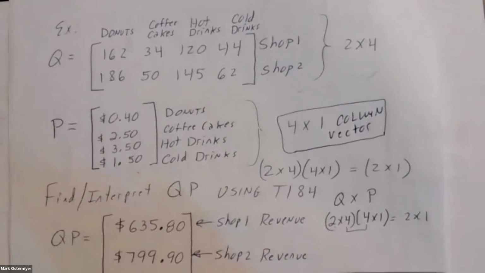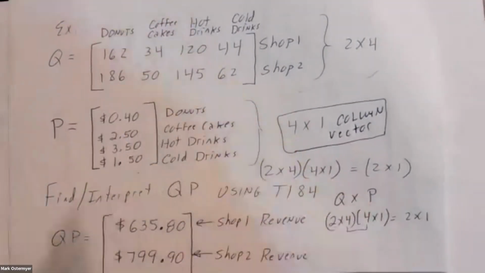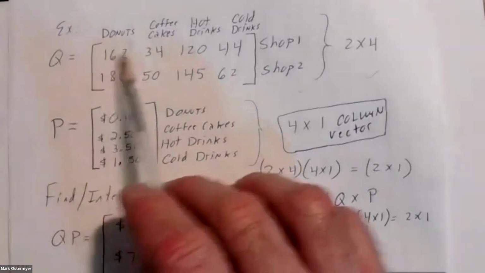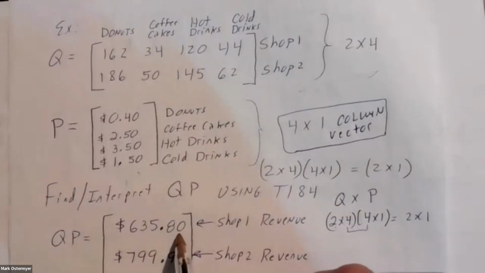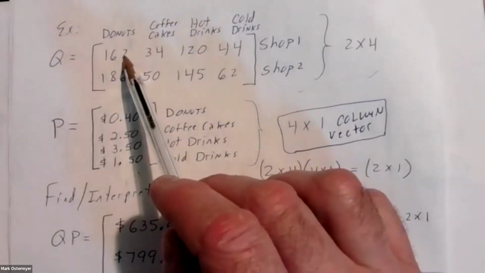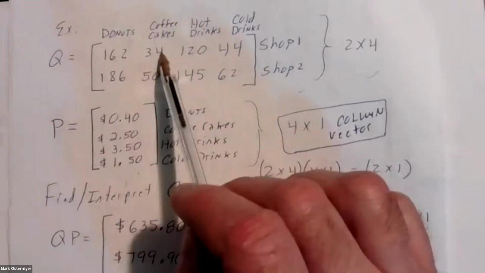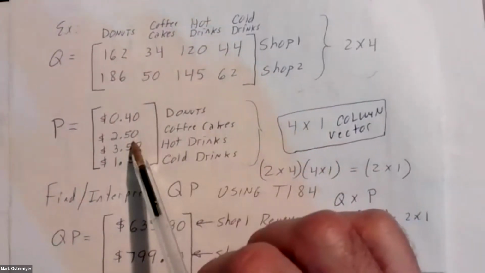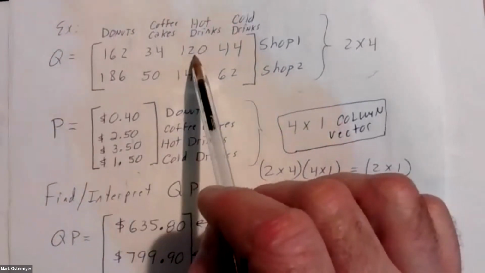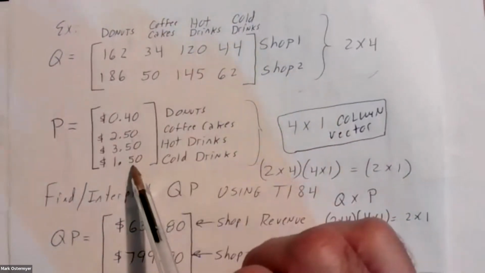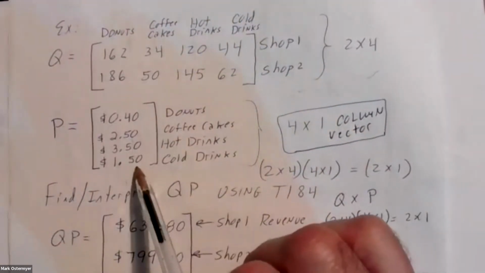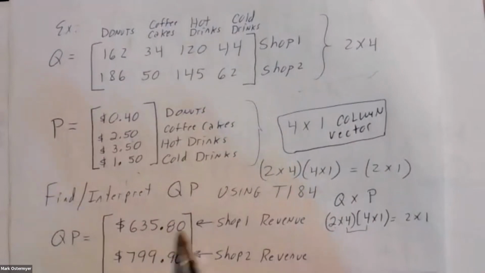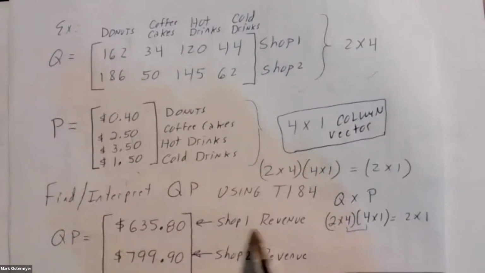matrix. And that's accomplished by taking row 1 times column 1 to generate the 1,1 entry of our product matrix. That's to say 162 donuts times 40 cents a piece, plus 34 coffee cakes times $2.50 a piece, plus 120 hot drinks times $3.50 a piece, plus 44 cold drinks times $1.50 a piece, gives us $635.80. This is for store number one.